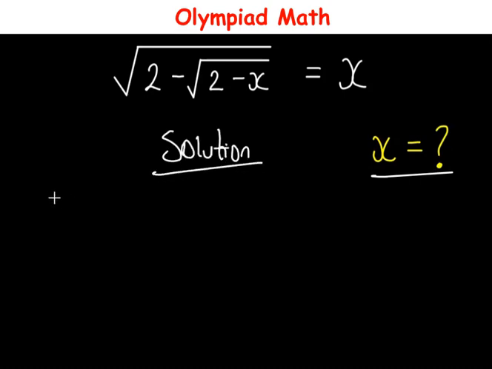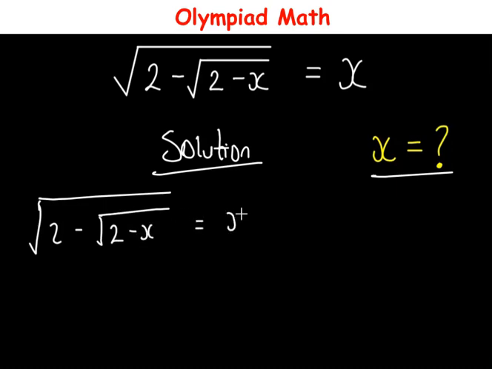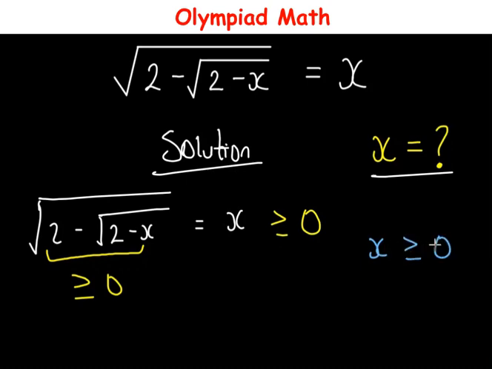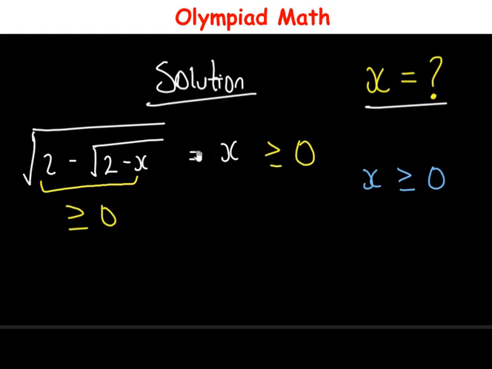Solution. So we have square root of 2 then minus square root of 2 minus x. This equals x. First of all, the number under the radical sign must be greater than or equal to 0. So this should be greater than or equal to 0. So that means that the value of x will also be greater than or equal to 0. So for the first condition of the solution of x, the value of x should be greater than or equal to 0. So with that, let us square this equation.